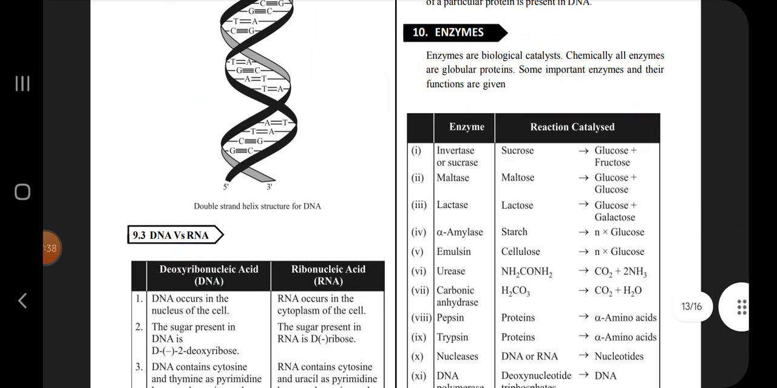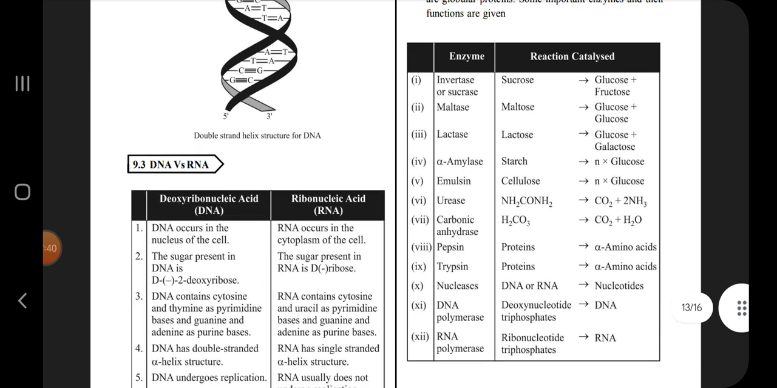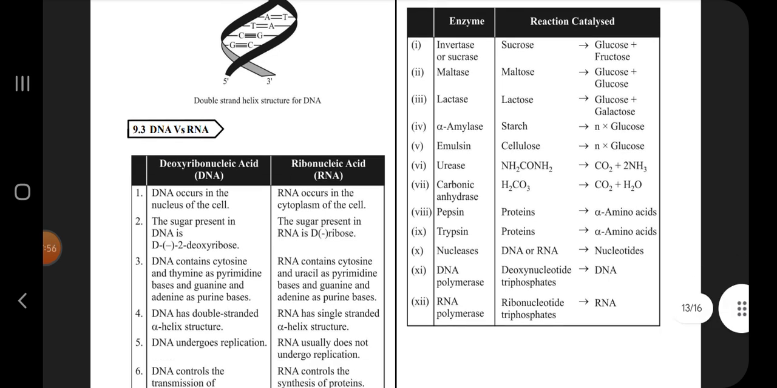Enzymes: there are basically many enzymes. Invertase converts sucrose to glucose and fructose, and maltase converts maltose to glucose. Lactase converts lactose to glucose. Alpha amylase converts starch to glucose. Emulsin converts cellulose to glucose, and many more.